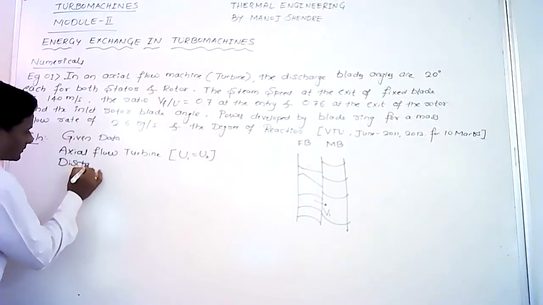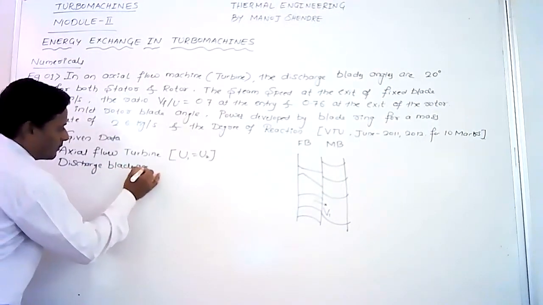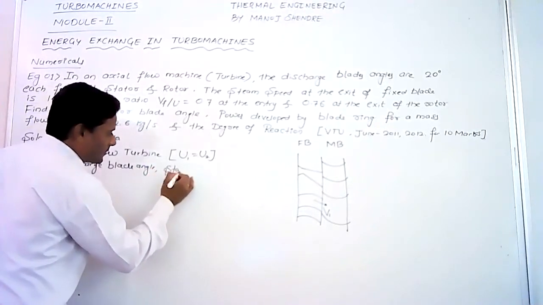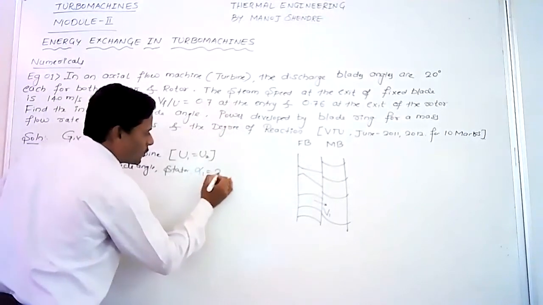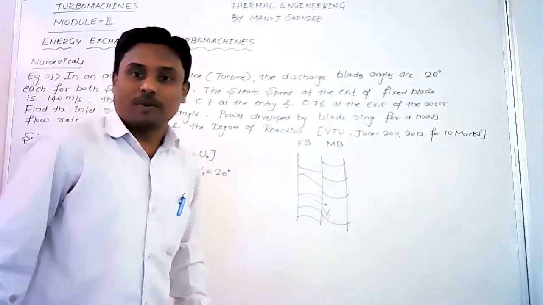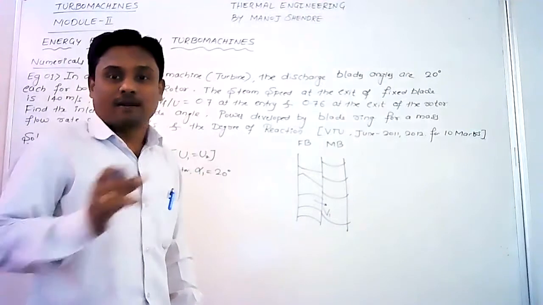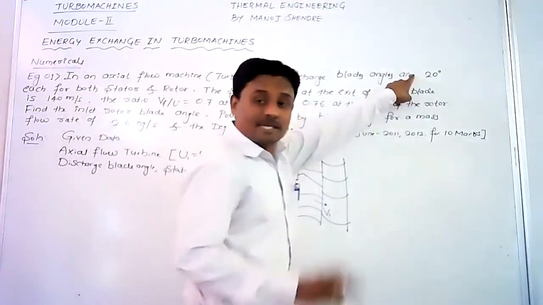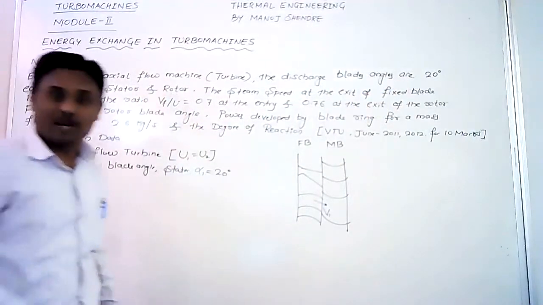Discharge blade angle for the stator is given by alpha 1 equals 20 degrees. This is the discharge blade angle. Remember, the symbols are very important, so read the problem carefully and produce the symbols accordingly. Now this 20 degrees is the same for both the stator as well as the rotor.